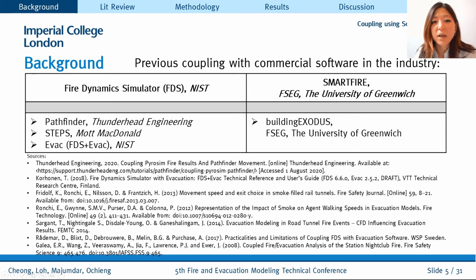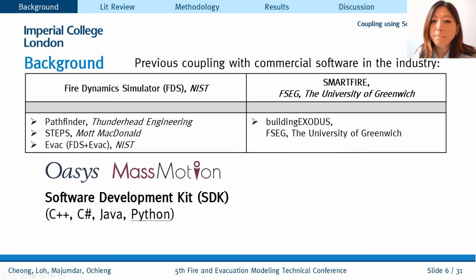In terms of evacuation modeling, we use MassMotion from Oasys and its software development kit so that we can influence the agent's decision-making process and walking speed in a systemic way. In our case, we have used the programming language of Python.